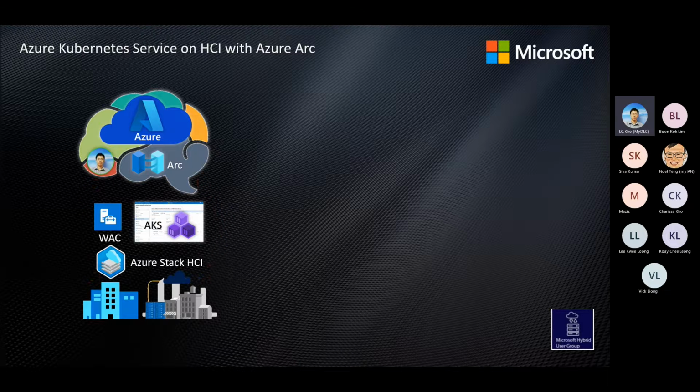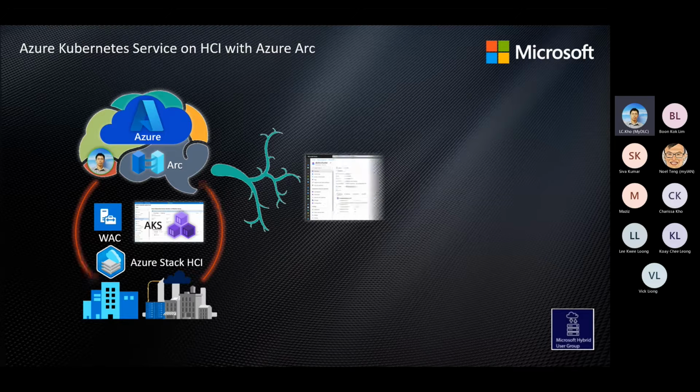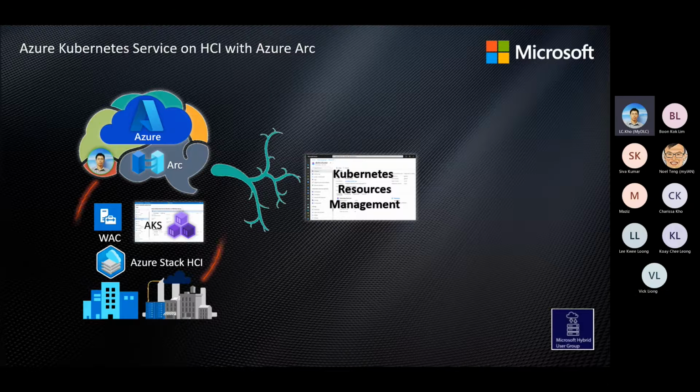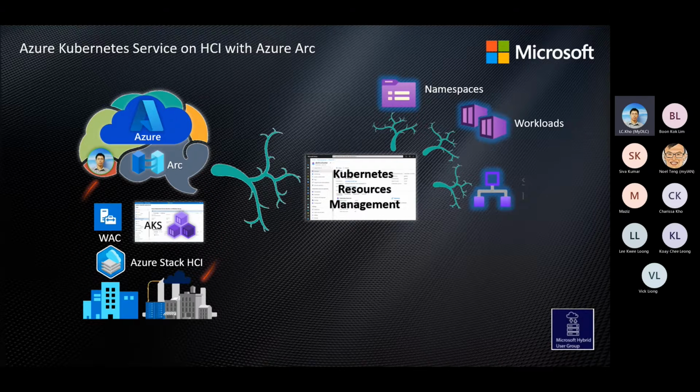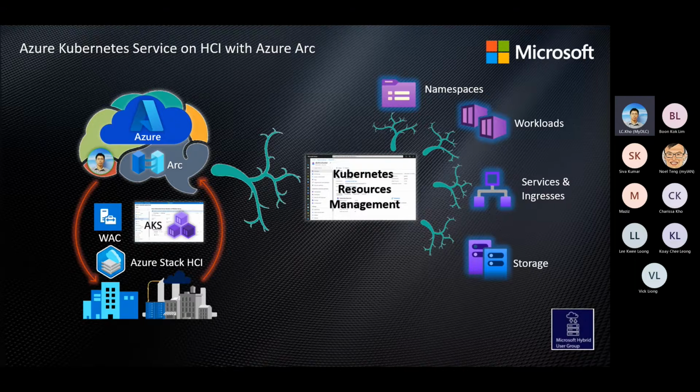So this is how it works, right? In my demo later, I'm going to show you how the AKS running on Azure Stack HCI will help you manage the Kubernetes resources, such as namespace, workload, services, the storage, and the configuration as well. Right? In addition to that, with the Azure Arc capability, this management capability has been made available in the Azure portal as well. Right? So let me go through a demo recording with you.